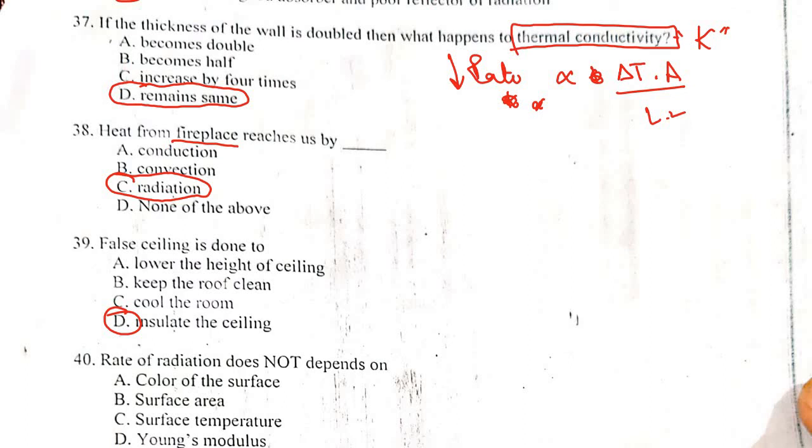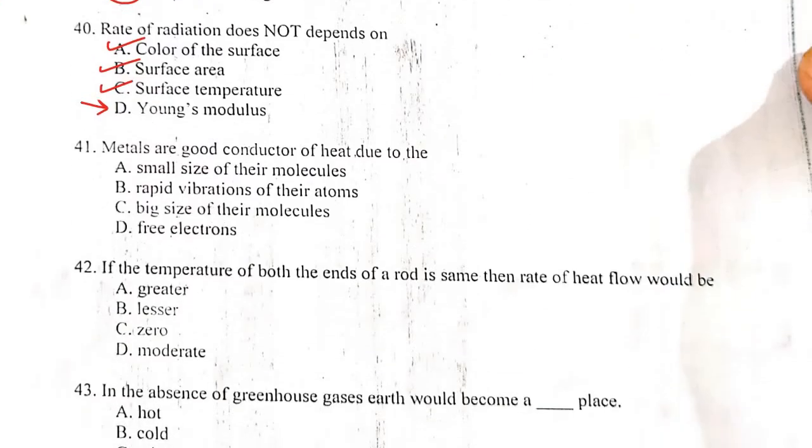Rate of radiation does not depend on the Young's modulus, because the rate of heat depends upon the color of the surface, the area of the surface, and the surface temperature. So Young's modulus is the right answer.